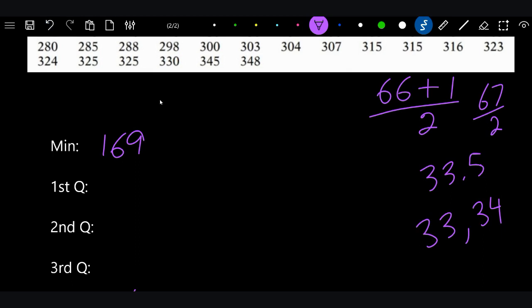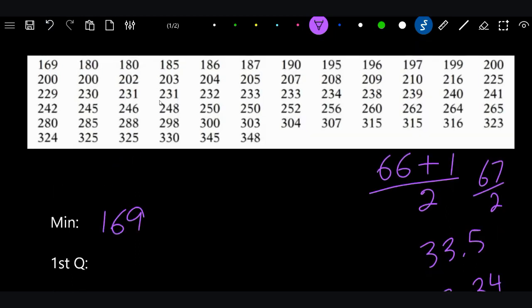So we would go to those 2 numbers, and I'm not going to count them for you, but you'd count. So 1, 2, 3, okay? And I'll just skip down there. The 33rd and 34th are 238 and 239, okay?